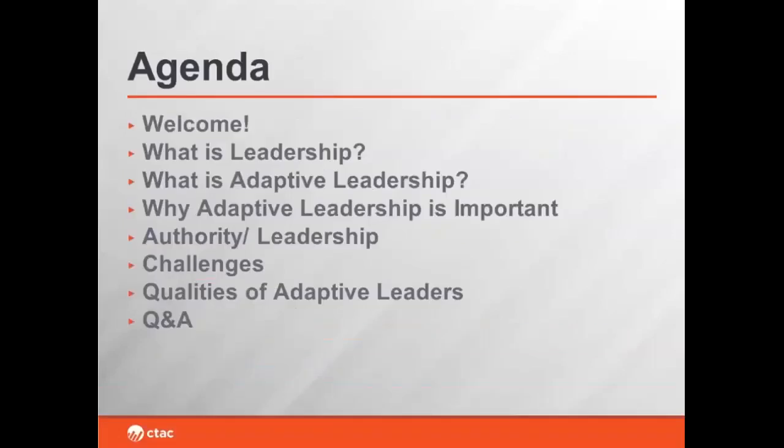Okay, so our agenda today is we're going to examine the concept of leadership. What is it? What do we mean by adaptive leadership? And why is adaptive leadership so important, particularly in our sector? We're going to examine the differences between authority and leadership, discuss some of those challenges that occur in the workplace, and conclude with some of the qualities of adaptive leaders. And then we'll have time for Q&A.